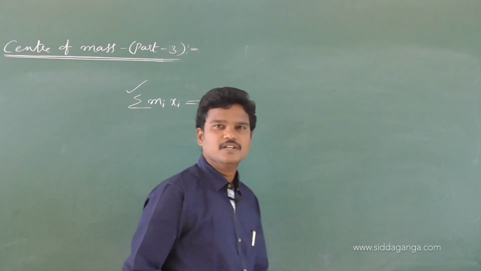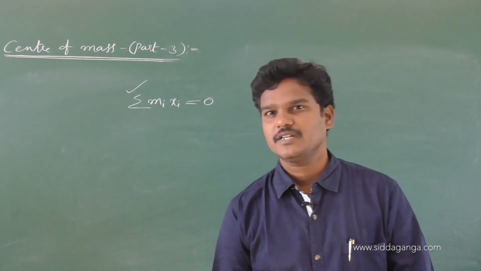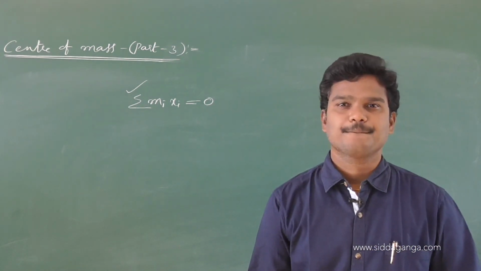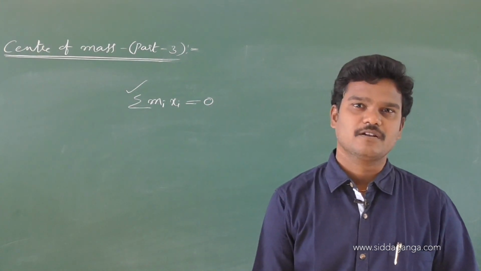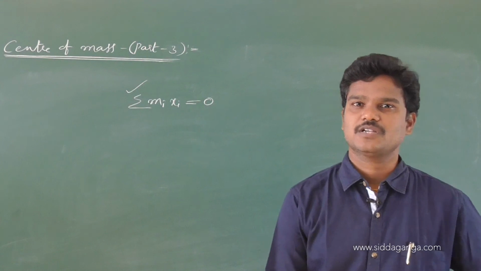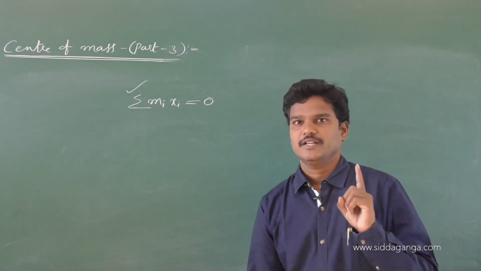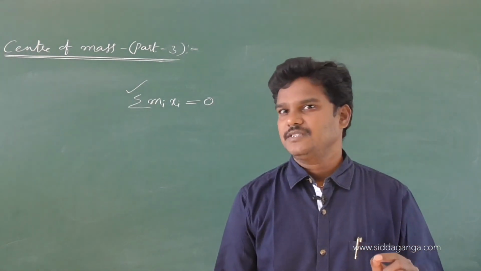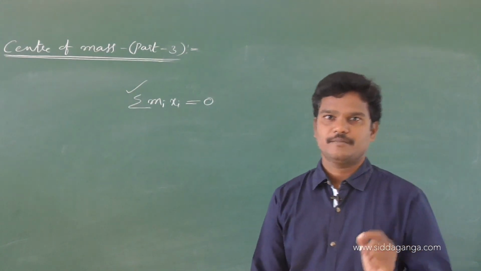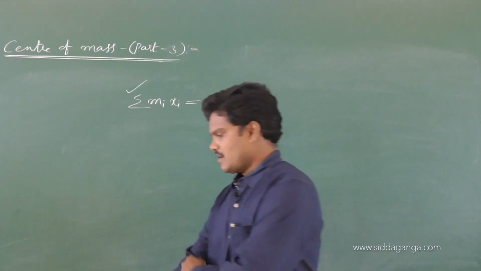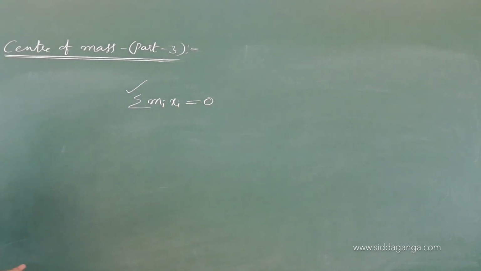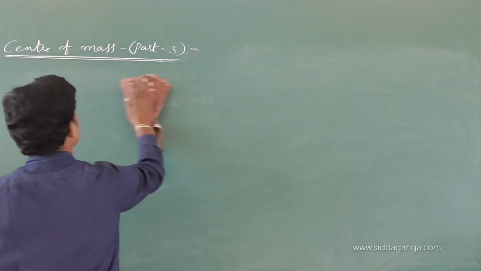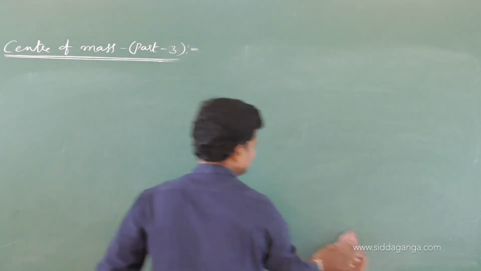And just now I covered, in the absence of external force, the acceleration of center of mass is 0, but the velocity of center of mass remains constant. So keep that also as a characteristic. And the center of mass may lie within the body or outside the body. Keep in mind, center of mass may lie within the body or outside the body.